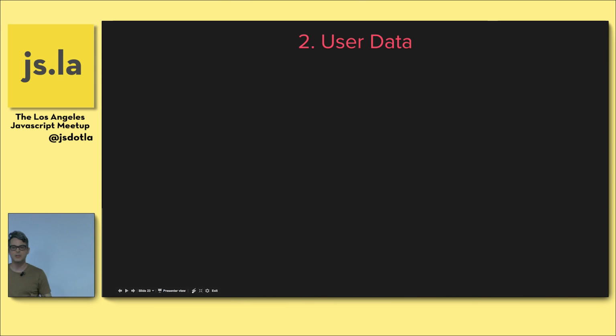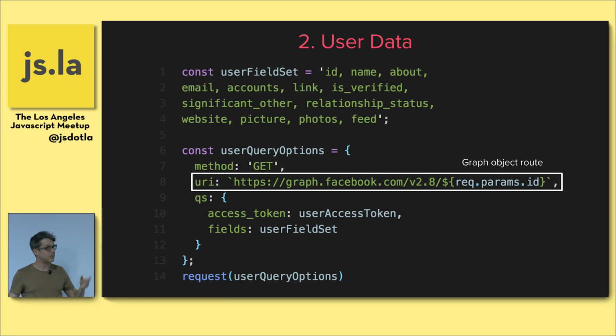The second thing I had to do was get user data. And this is what user data looked like. This field set is a pretty intense list. You need to have a good amount of permissions in order to get all this data. But the options object is where the action is again. It's a GET request. It goes to the graph object route, access token, and then the fields. And again, if you just have the freebie access token that Facebook will give you, you're not going to get half of these fields back.